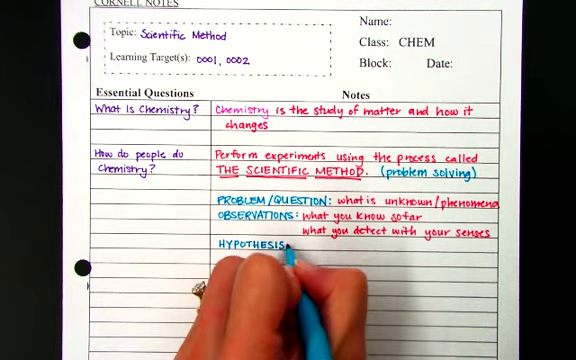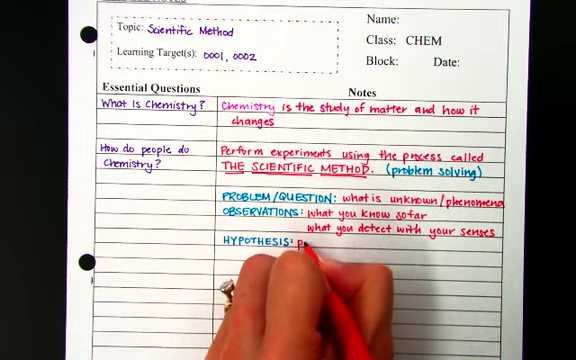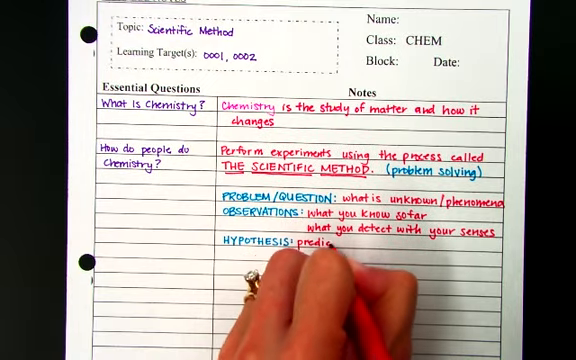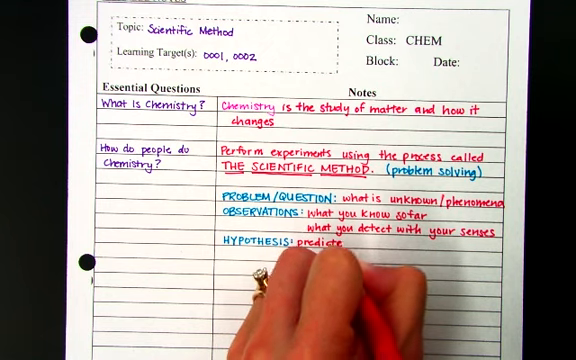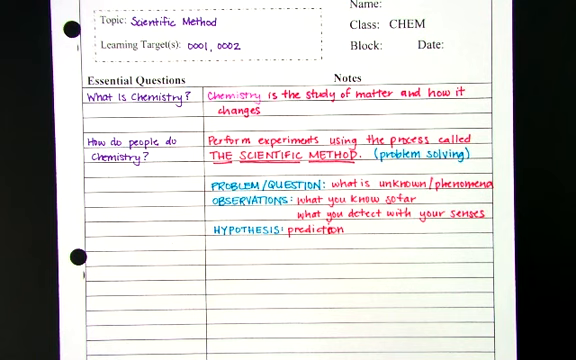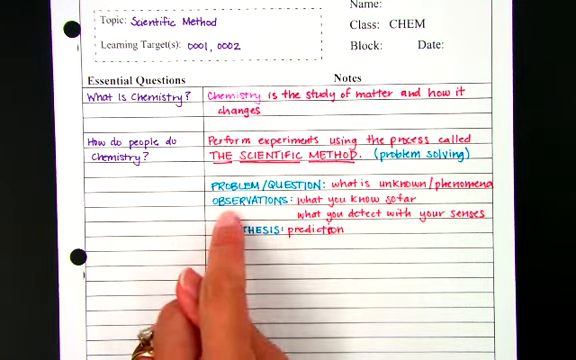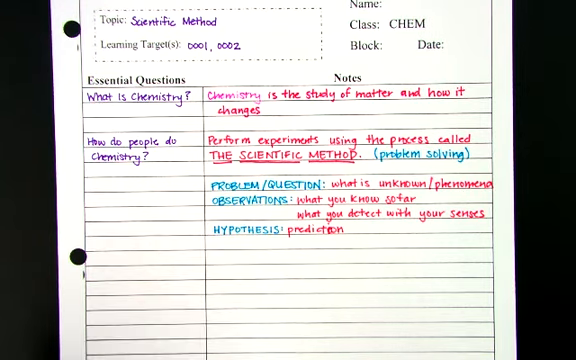Okay? Your hypothesis is your prediction. That's what I'm going to call it. A lot of people call it your educated guess. Your prediction of what's going to happen, what you think based on what you know. Based on the problem that you have, the observations, all your information that you have so far, you're going to make a prediction. Oh, I think we should go to Jimmy John's.